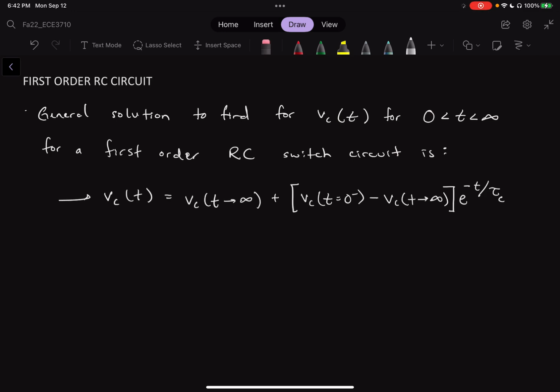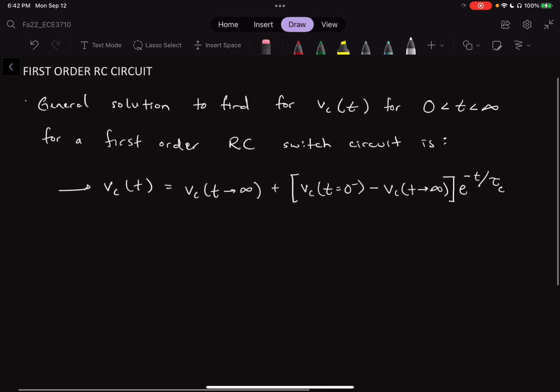The voltage of the capacitor for that time between 0 and infinity will be equal to the voltage of the capacitor as time approaches infinity plus, in square brackets, the voltage of the capacitor at time equal to 0 minus, which means immediately prior to time equal to 0, minus the voltage of the capacitor as time approaches infinity. All of that in square brackets, e to the negative t over tau c.